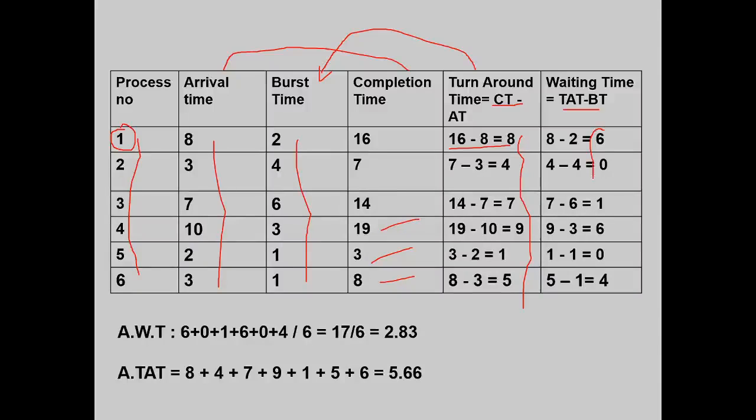Then find out the average waiting time of these values and average turnaround time of these values. And you will get the value here, average waiting time 2.83 and average turnaround time 5.66.